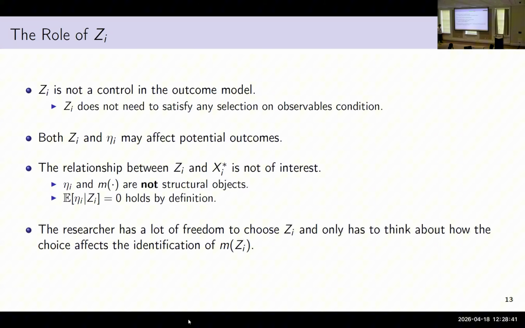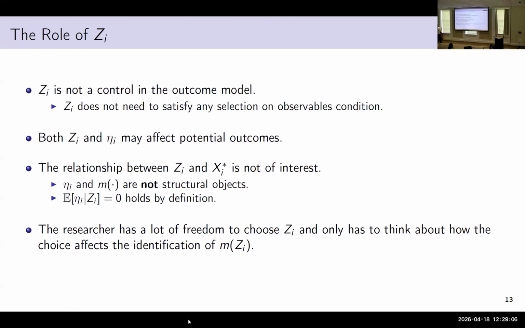And more than that, the relationship between Z and X star is not of interest here, in the sense that M is just a conditional expectation. I don't need to assign any structural, in the sense of economic or causal, interpretation to it. Relatedly, eta is just a projection error. It's by definition mean independent of Z.